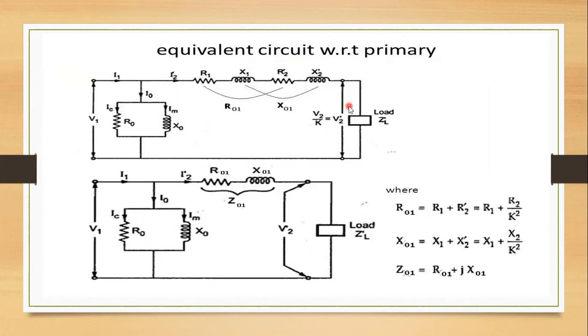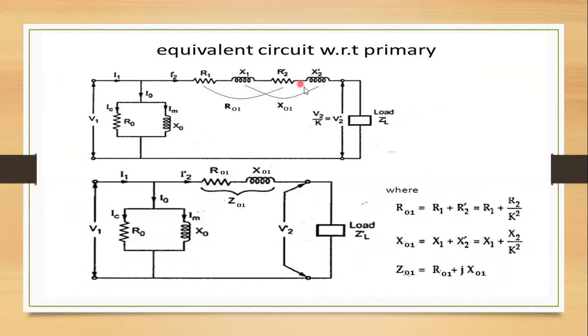When the secondary parameters are converted to the primary side, we have I0, with the magnetizing component I mu and the watt-full component IC or IW, called magnetizing current IM. These are nodal currents, V1, I1 and R1, X1. These are all parameters of the primary side. There is no change in primary side parameters, but secondary side parameters are converted into the primary side. That's why it is represented like this: R2 dash and X2 dash.